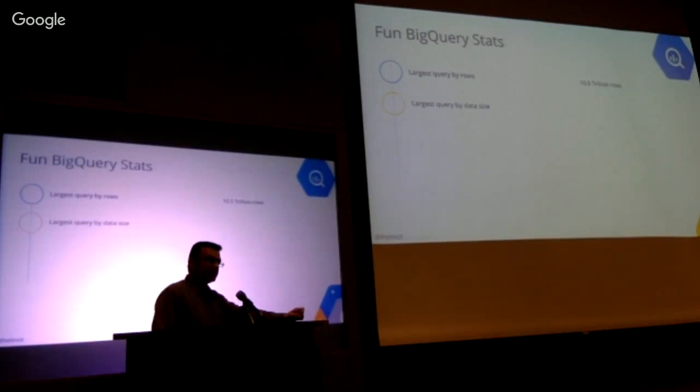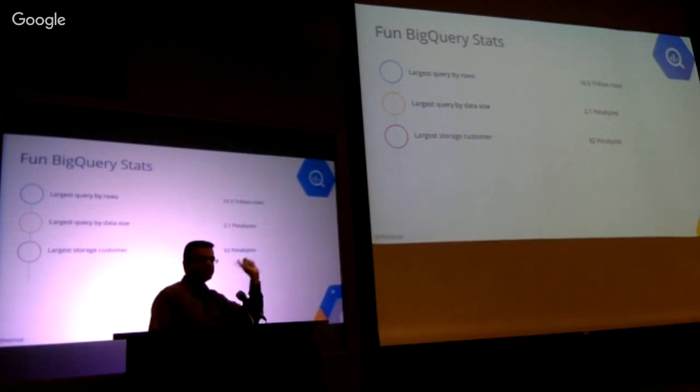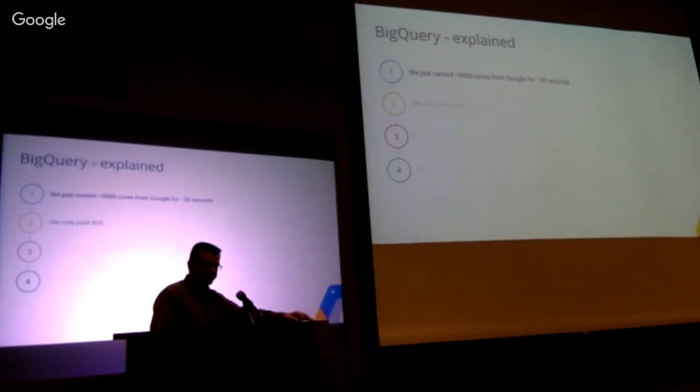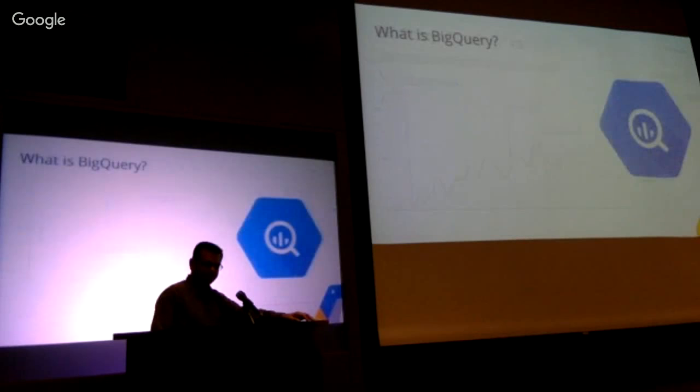Largest query by data size, 2.1 petabytes. Largest customer, that is in terms of storage capacity on BigQuery right now, 62 petabytes. Huge numbers. This is one customer. These are not multiple customers. Streaming ingestion at peak, we can take in 4.5 million rows per second. These are numbers that you're not going to see anywhere else in the system. Let's skip over this in the interest of time.